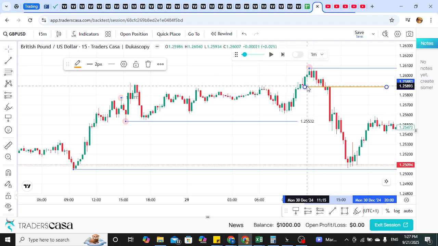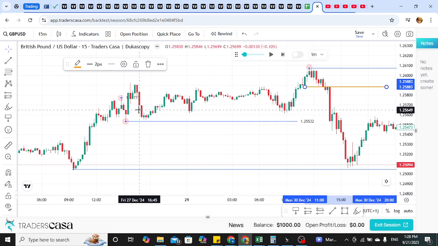Now in this case, this is a major inducement. Why? Because this inducement happened after the break. If the inducement happened before the break, it's minor. Only one exception: if it is sitting on the low or on any external range, whether the chart is going up or down, if it is sitting here, it is a major inducement.